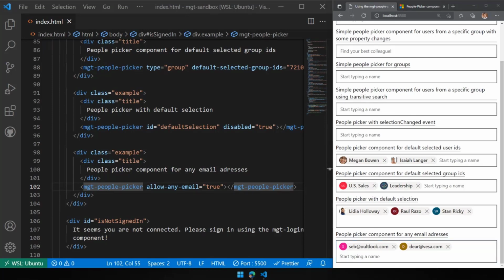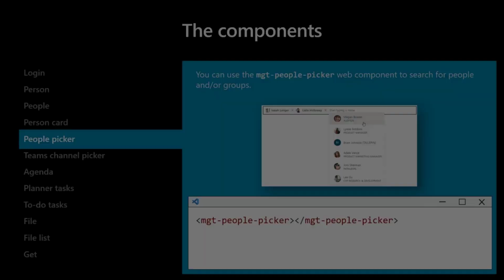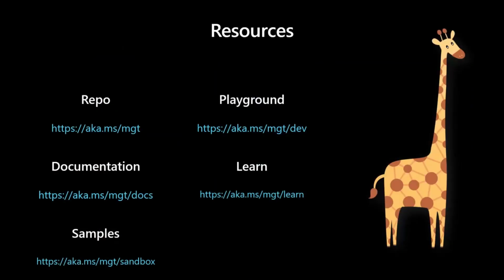So if you want to look into the people picker, I recommend that you go to any of our resources, our repo, our docs, the samples that I'm building right now. You can have all of the previous sessions, including today's one. Our playground, if you want to go play with MGT, and if you want to learn, aka.ms/mgt/learn. Back to you, Vesa.